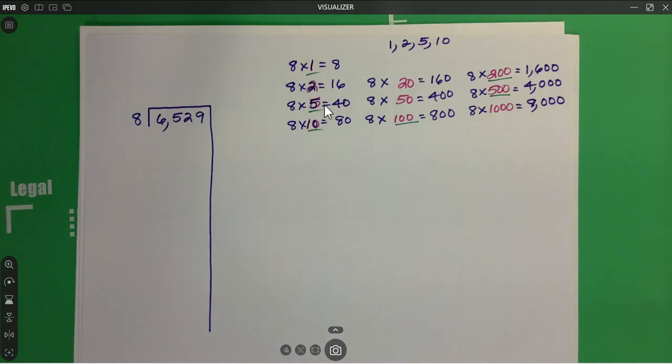8 times 5 is 40. 8 times 50 would be 400. 8 times 500, 4,000. What we're looking for is the largest amount that we can take out of this amount right here, which is our dividend. And if I'm looking at all these, I can see that 8,000 would be too much. So I've underlined the ones I'm going to be using. So I'm going to take out 4,000.